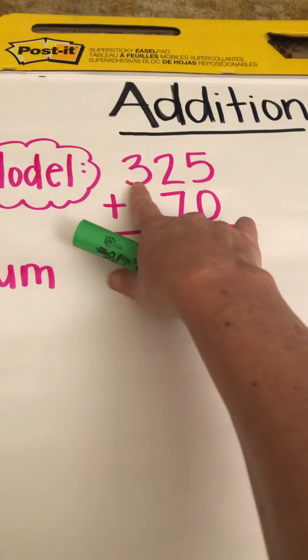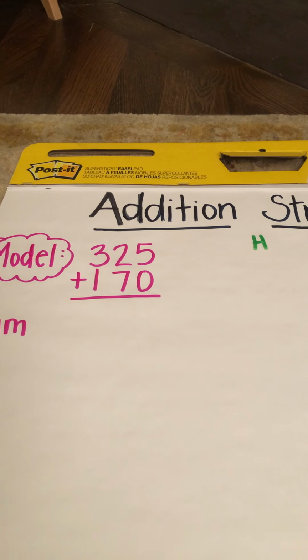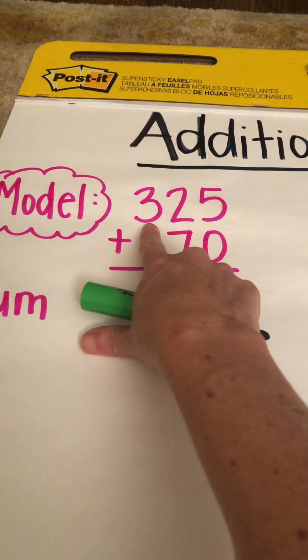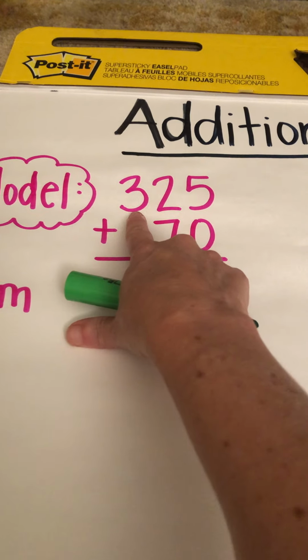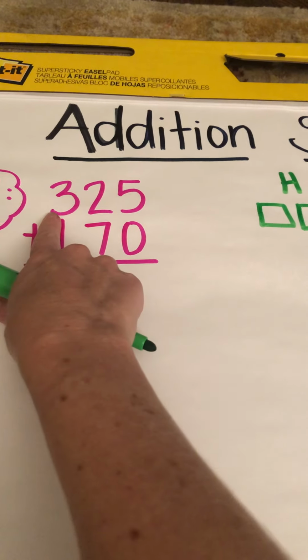So as I mentioned, we have hundreds, tens, and ones. So we need to draw a model to represent this number using our hundreds. So I'm going to use an H for hundreds, T for tens, and O for ones. I'm going to use those letters to kind of help me organize my model as I draw it. So my first number, if I look, how many hundreds do I have? I have 3 hundreds. So remember the way that we represented hundreds was with those squares. So I'm going to draw 3 squares for 3 hundreds.